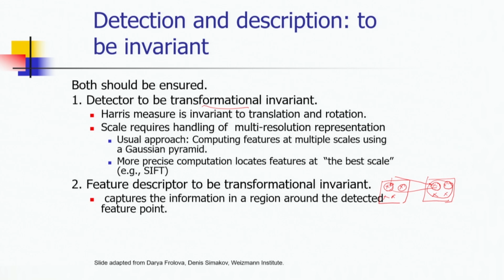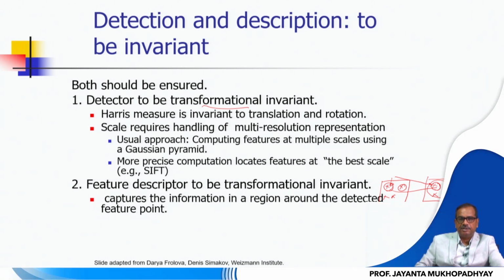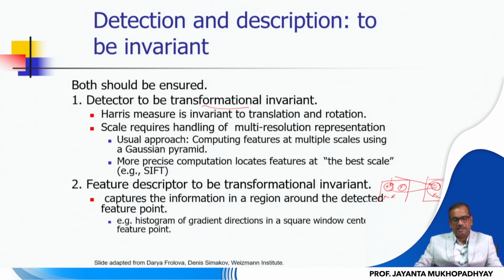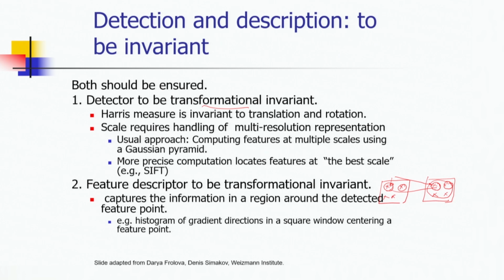So it captures the information in a region around the detected feature point. And there are different ways you can describe these statistics. One thing you will find in most cases is that it is the gradient directions that are considered. So which statistics? It is not the brightness values, rather the change of brightness values. So the gradient directions, the directions in which the maximum change takes place. These directions we are considering.